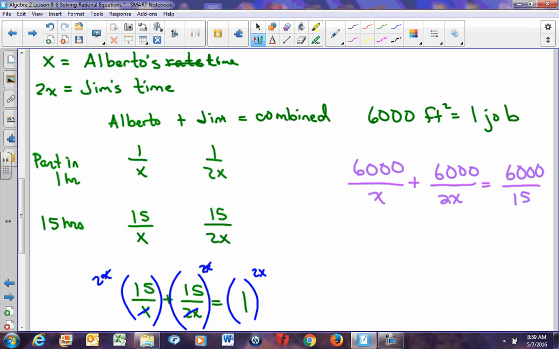This way just has huge numbers I've got to deal with. I'll show you what I mean. My common denominator here is 30x. I'm going to multiply everything by 30x.